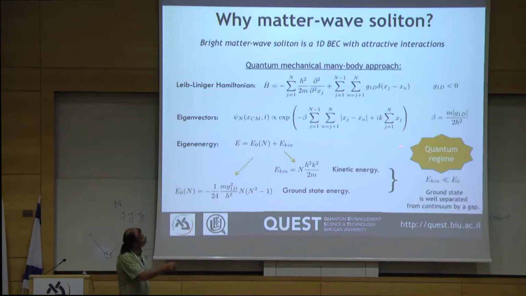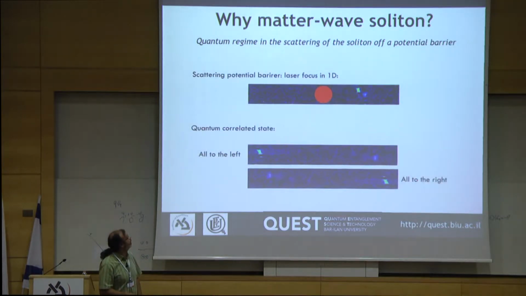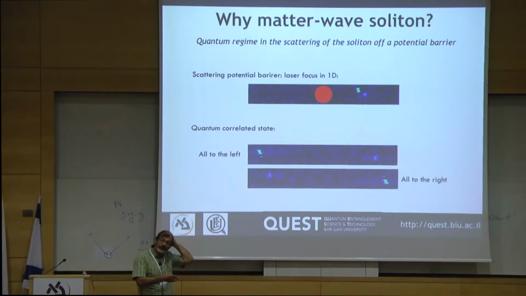Cool. So this is the quantum regime, and we try to find a way to go to it. If we once go to this quantum regime, then this binding energy, which separates this object from the continuum, will prevent it from splitting away if we, for example, take this object and throw it against a barrier. In this situation, we can see some interesting quantum superposition states.